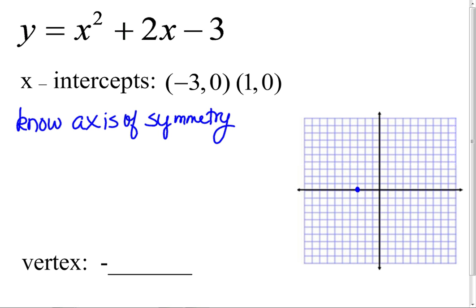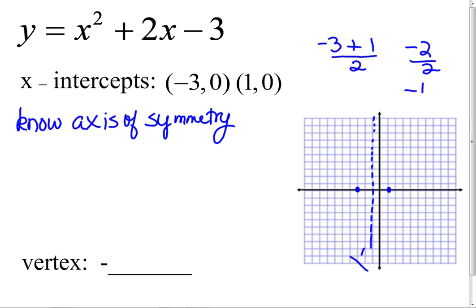Yes? Plus 1 is minus 2. And then 1, 0 is here. Minus 1. Okay, the axis of symmetry. So I want the axis of symmetry. Now I could count, or I can just add them. Negative 3 plus 1 divided by 2. What's negative 3 plus 1? Negative 2. Negative 2 divided by 2 is negative 1. And sure enough, that looks like the right place.